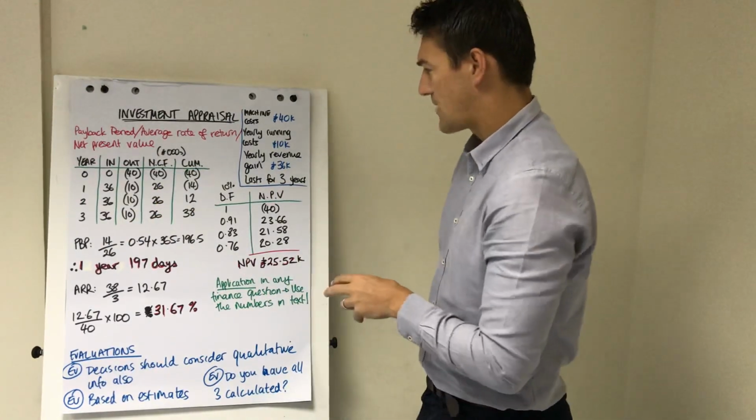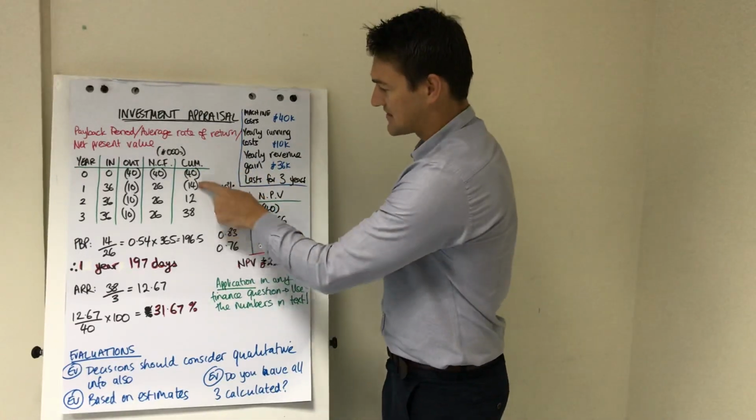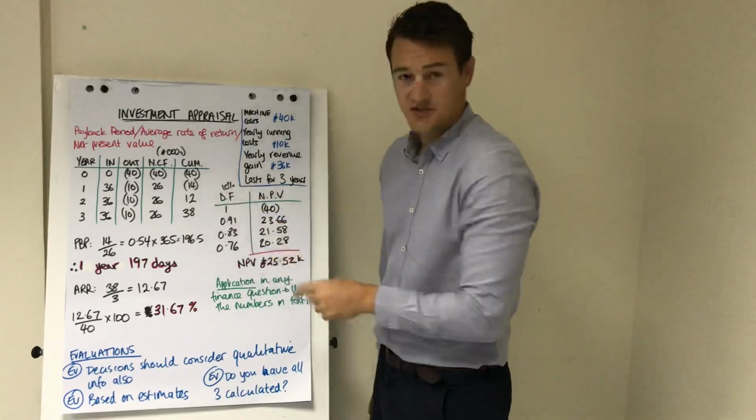It's taken into consideration running costs, and it's taken into consideration the investment at the start. Okay, so now let's move on to payback period. What I need to do is work out exactly when it paid itself back. I can see it's somewhere between year 1 and 2.